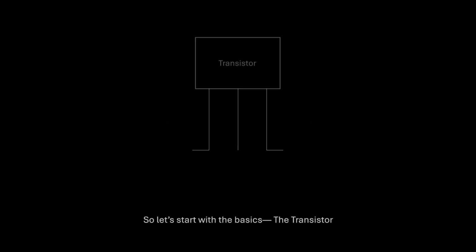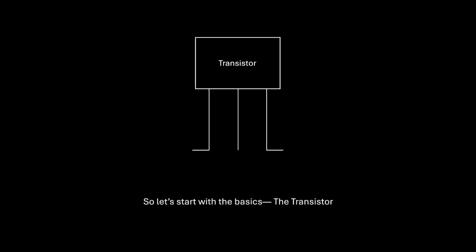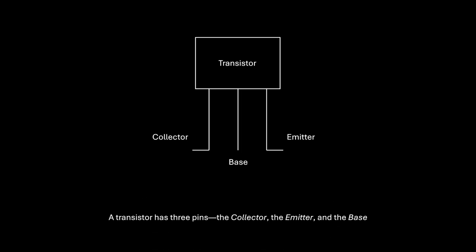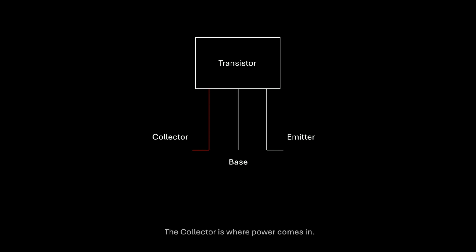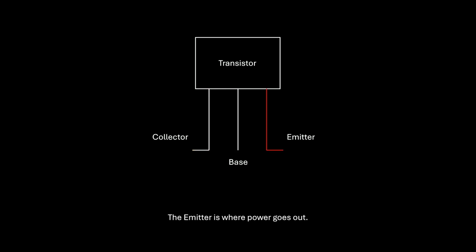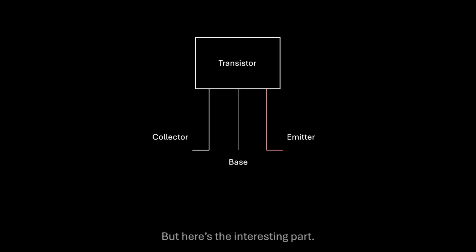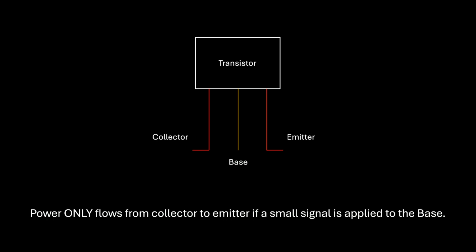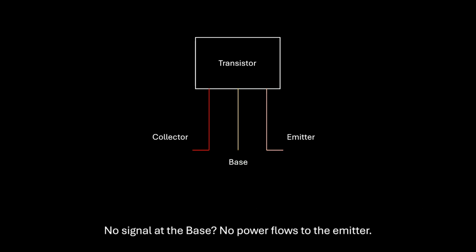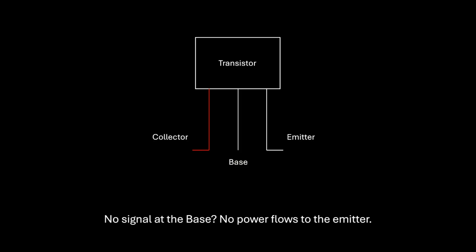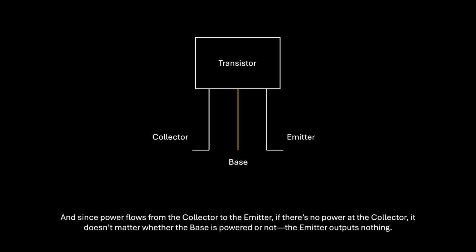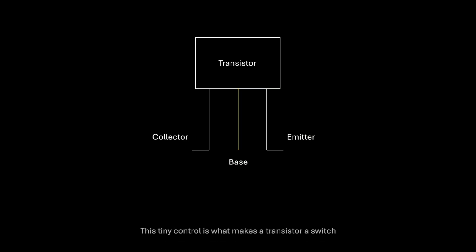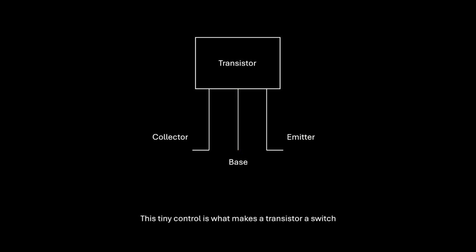So, let's start with the basics, the transistor. A transistor has 3 pins: the collector, the emitter, and the base. The collector is where power comes in. The emitter is where power goes out. But here's the interesting part. Power only flows from the collector to the emitter if a small signal is applied to the base. No signal at the base, no power flows to the emitter. And since power flows from the collector to the emitter, if there's no power at the collector, it doesn't matter whether the base is powered or not. The emitter outputs nothing. This tiny control is what makes a transistor a switch.